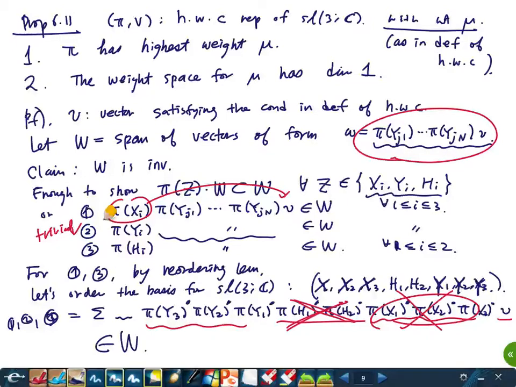Right. But this means V is W. Why? We didn't say that V is irreducible. We didn't say that, but how can we say that V is equal to W? Because from the definition of highest weight cyclic, V is the smallest invariant subspace containing v. But W does contain v, and it is invariant, so it must be the whole space. So, cyclic condition.